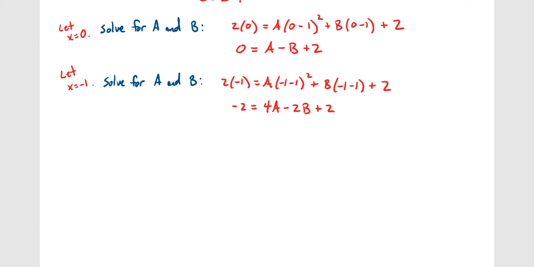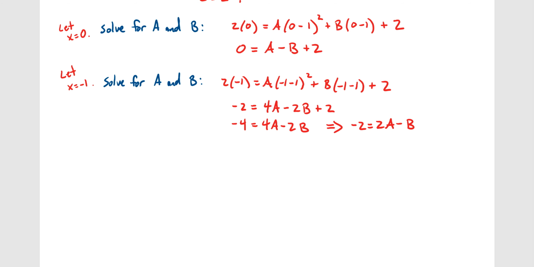And we can simplify this. Let's subtract 2, the c value, to the left. We get -4 equals 4a minus 2b. And maybe one more time here, let's go ahead and divide everything by 2, just to make this as simplified as possible. Divide both sides by 2, we get -2 equals 2a minus b.